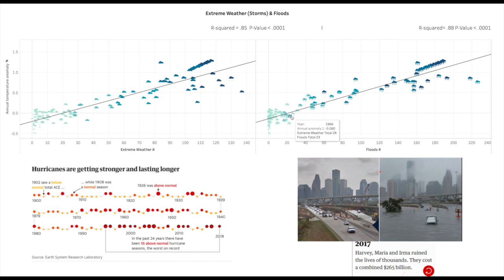For floods, this is a similar pattern. Hurricanes are also getting stronger and lasting longer than ever. In the past 24 years, there have been 16 above normal hurricane seasons, the worst on record. In 2017 alone, Hurricanes Harvey, Maria, and Irma ruined the lives of thousands and cost a combined $265 billion.